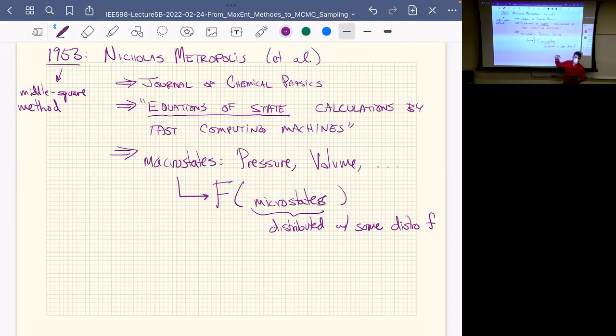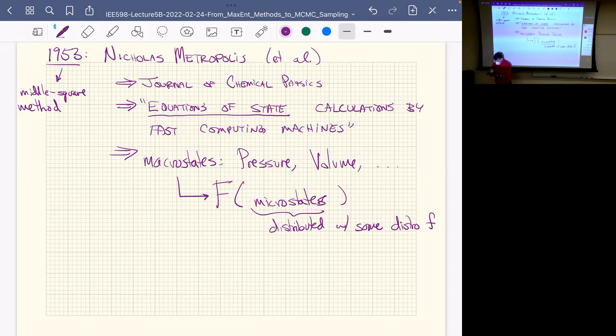And then we can say, well, given that these microstates are distributed according to the Boltzmann distribution, then how the heck do we calculate the average pressure over that distribution? So that's kind of the thing there. It's a high dimensional system in some distribution. How do we calculate this thing here? So it's a numerical problem.